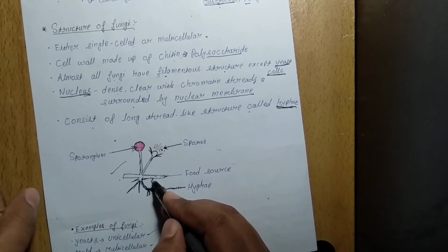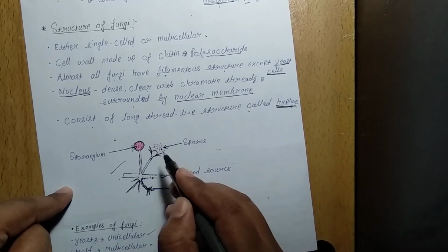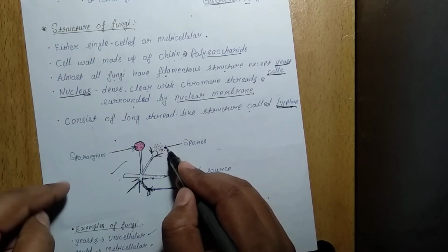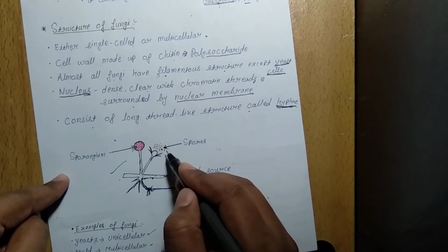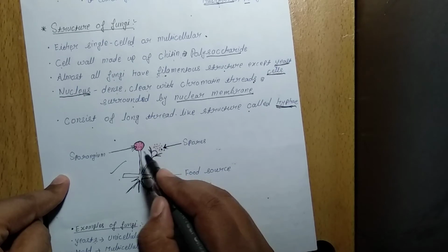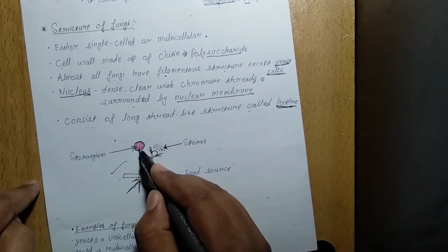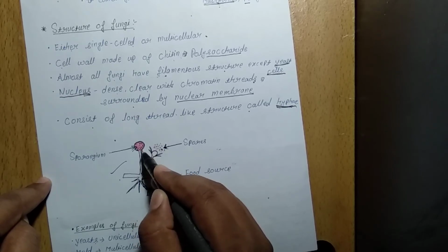And now these are the spores. Spores are microscopic particles which help the fungus to reproduce. This is the sporangium, where the spores are formed. In this area, the spores are formed.